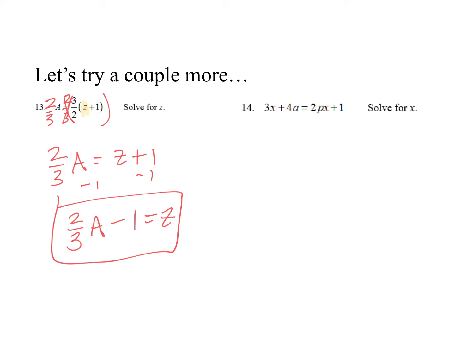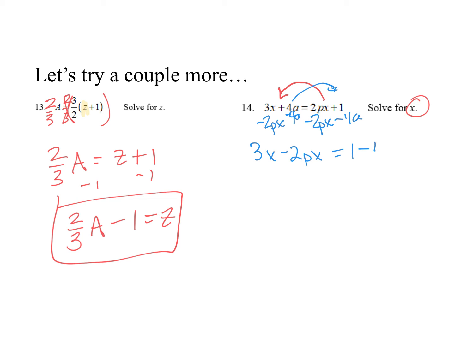So another example here is going to be 3x plus 4a equals 2px plus 1. Solve for x. So this one's going to be a little more creative. We're going to make sure both of my x terms are on one side. So that means I'm going to move this to the left, which makes me want to move the 4a to the right. So I'm going to do minus 2px and minus 4a on both sides. So what I get is 3x minus 2px equals 1 minus 4a.